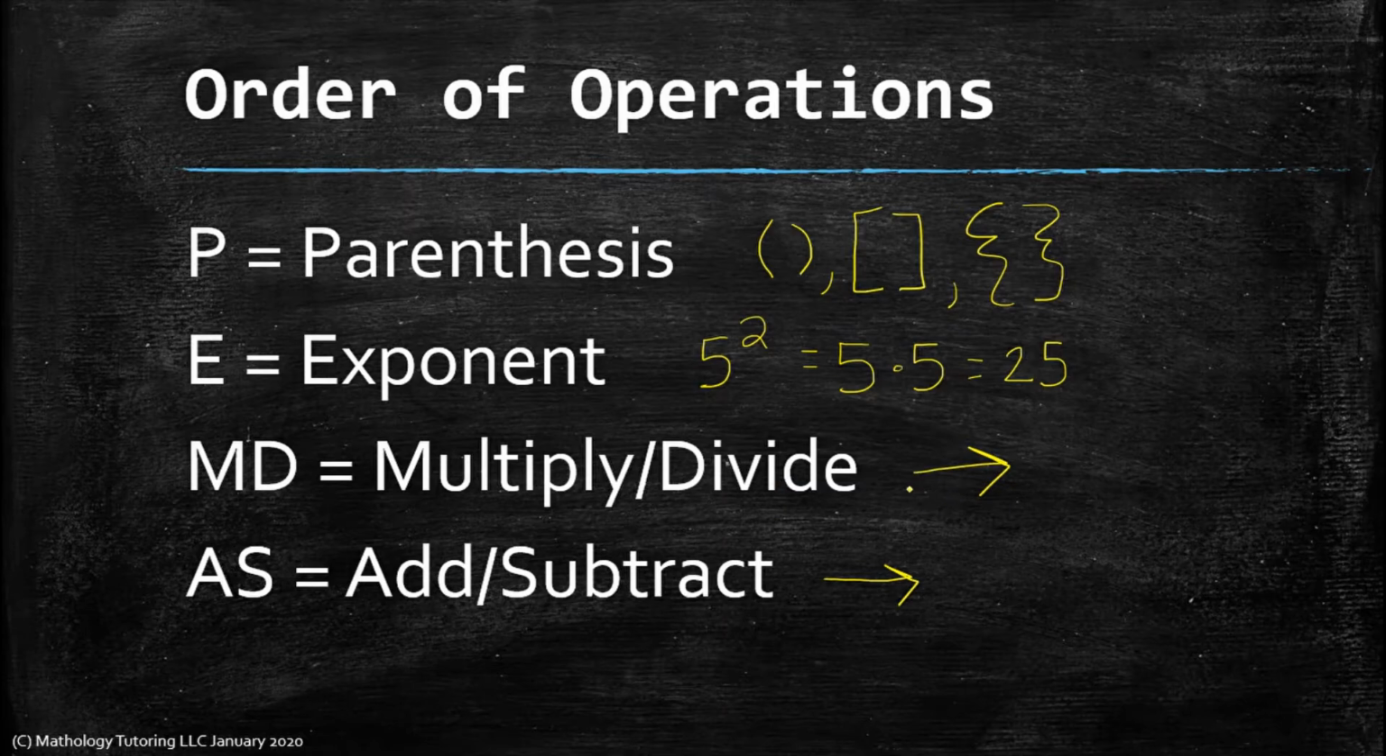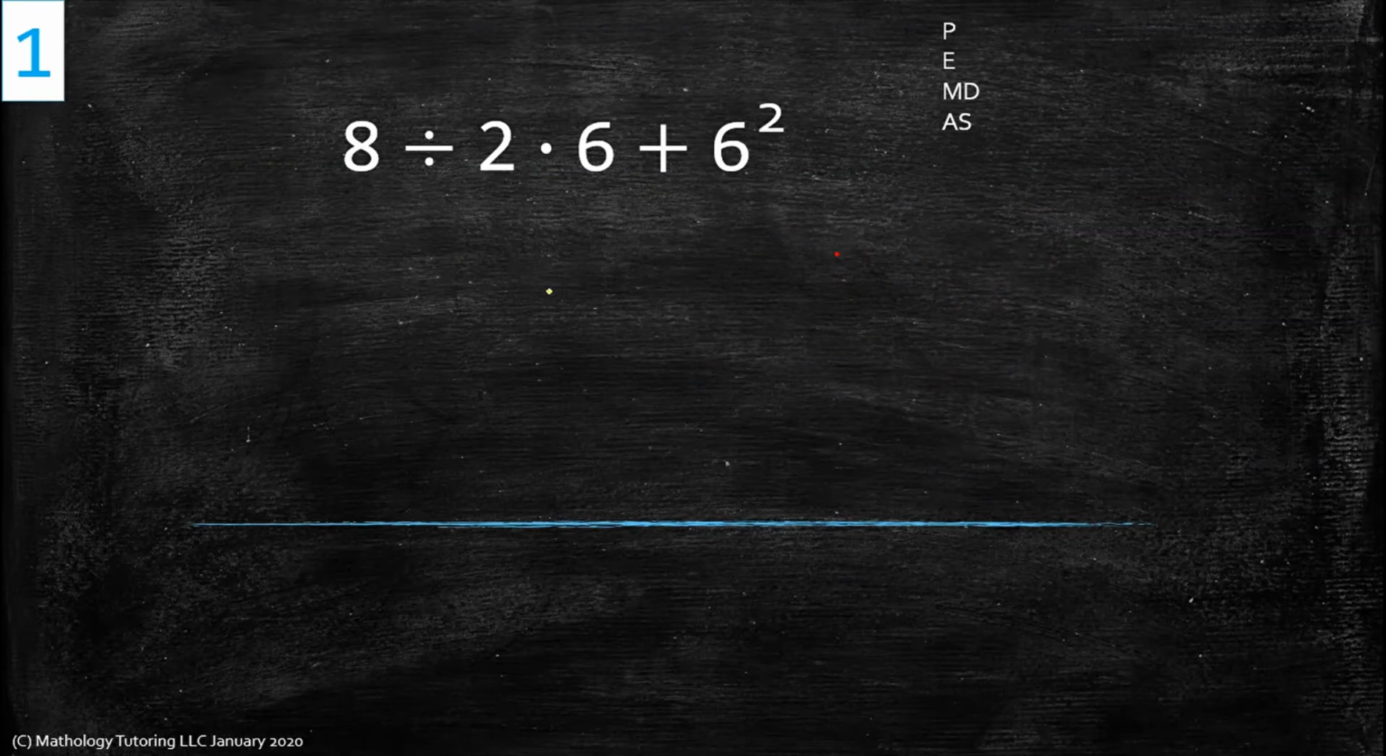All right, so let's go ahead and look at 2 examples. So let's look at example 1. Example 1 says 8 divided by 2 times 6 plus 6 squared. And the first thing we're going to do is we're going to look and see if we have any parentheses, and we don't. So I'm crossing that out. Then we're going to go for the exponent. In this case, we do have an exponent.